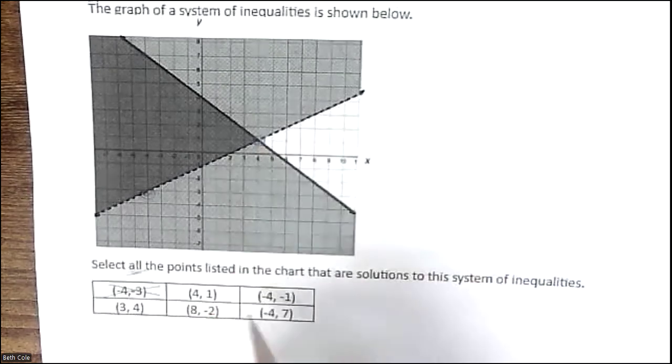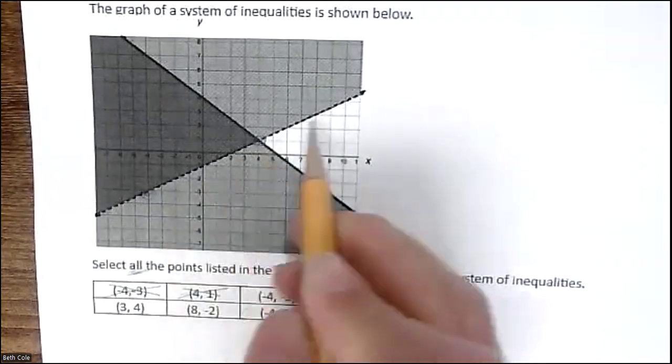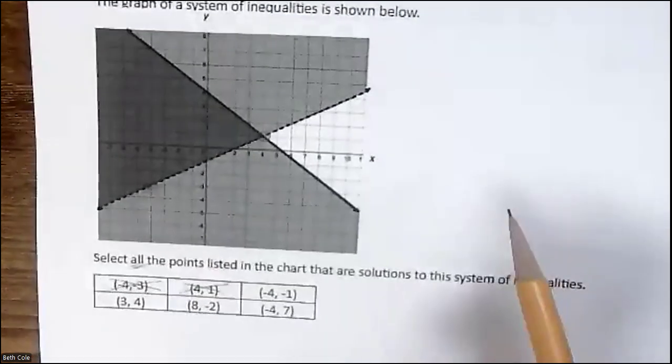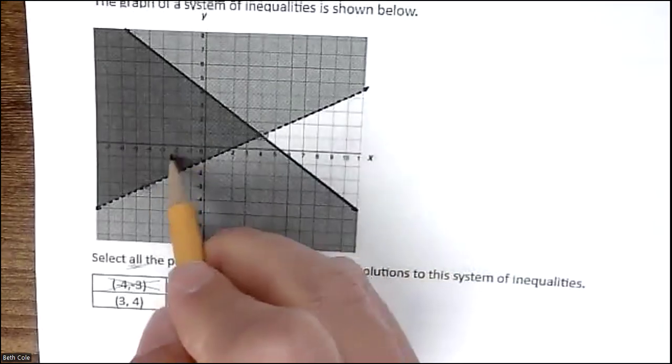No, because this one is dotted. If they were both solid, it would count. Do you guys get that? Both solid, it would count. All right. How about -4, -1?